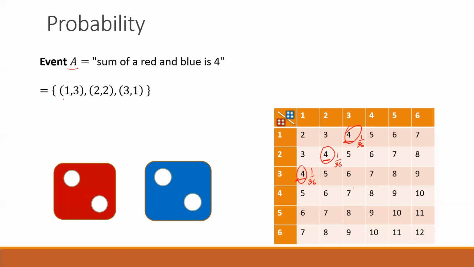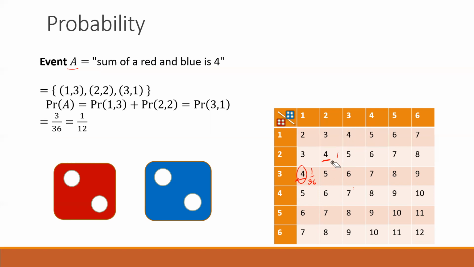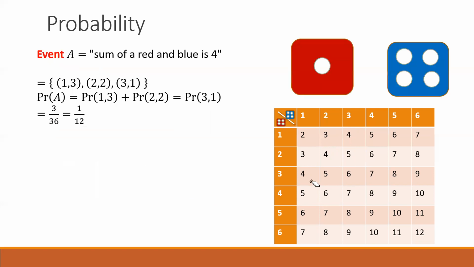Each of these is an event where the sum of the red and the blue is 4. There are 3 of them, each with a probability of 1/36, so I get 3/36 or 1/12. Okay. Everybody get that? Are there any questions? Okay. Makes sense. Perfect. So that's the event that the sum of the red and the blue die is 4.